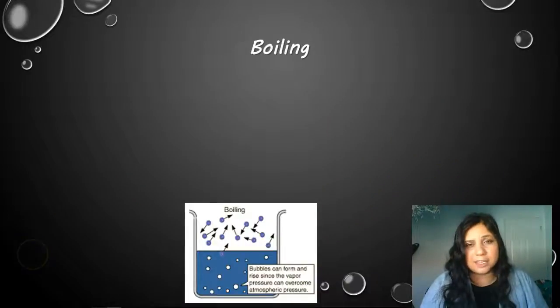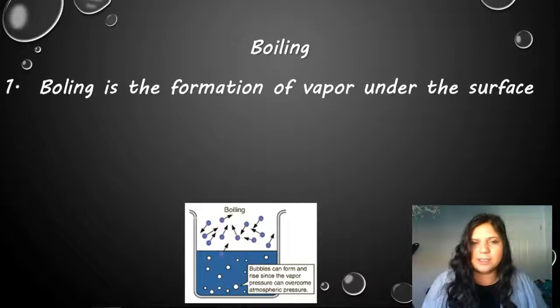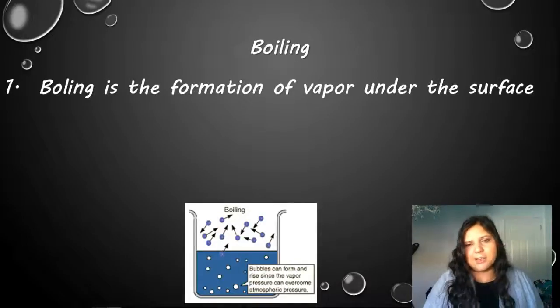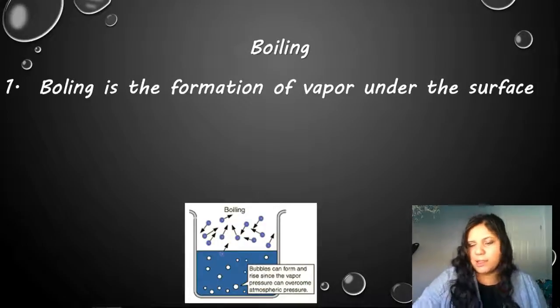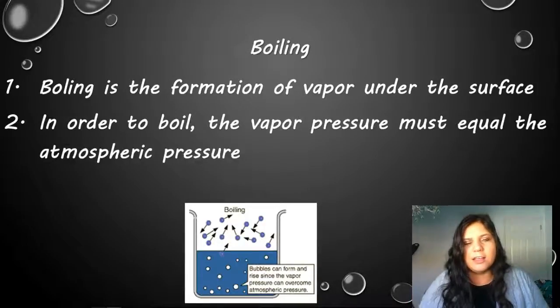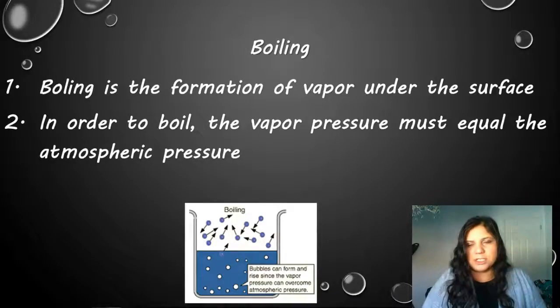Okay. Let's discuss boiling. Now, all boiling is vaporization that happens under the surface. So it's the formation of a vapor under the surface. In order to boil, what has to happen is the vapor pressure, the gas particles pushing down above the liquid, has to equal the atmospheric pressure. So that's the rest of the pressure pushing down. So once this happens, the vapor pressure can overcome the atmospheric pressure, and you'll see bubbles start to form in the bottom of the liquid.